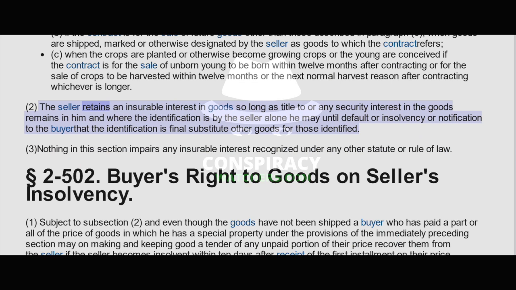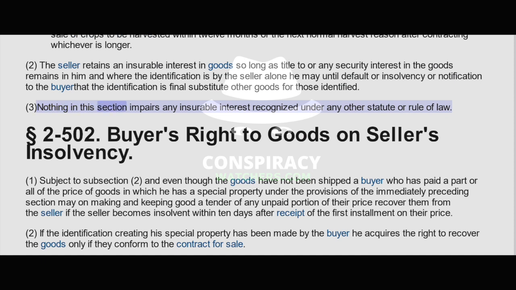The seller retains an insurable interest in goods so long as title to or any security interest in the goods remains in him, and where the identification is by the seller alone, he may, until default or insolvency or notification to the buyer that the identification is final, substitute other goods for those identified. Nothing in this section impairs any insurable interest recognized under any other statute or rule of law.